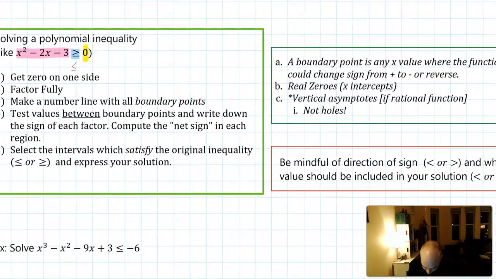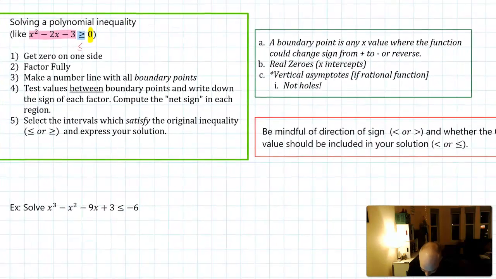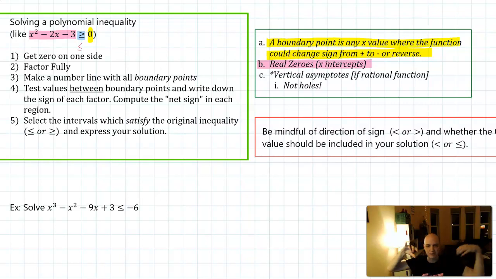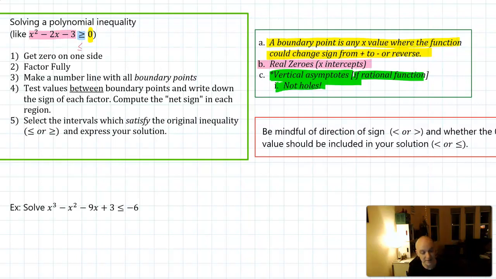And a couple little extra notes up here before we do the problem. A boundary point is any x value where the function could change sign from positive to negative, and there's 2 main types of boundary points. Real zeros, or x-intercepts, which are what you have in polynomials, right? That you factor, you find the real zeros. Those are the points you put on that number line to test in between. If you have a rational function, you also put vertical asymptotes. We won't be covering that in this video, just putting that out there. If you find yourself doing a rational inequality, include the asymptotes, but not any holes.